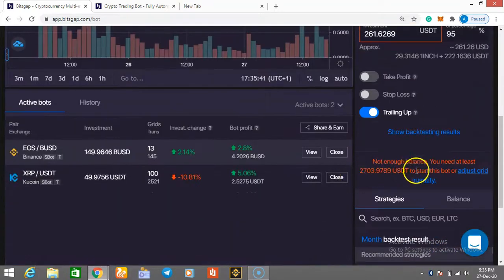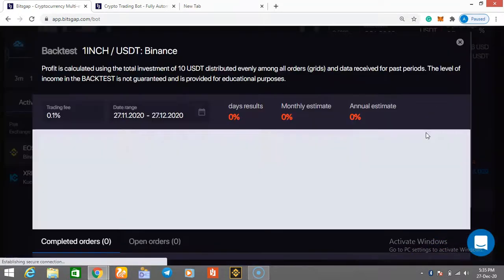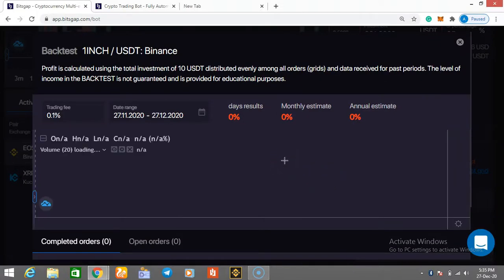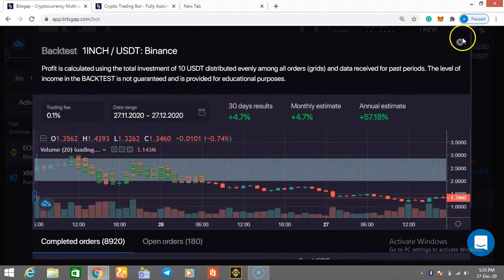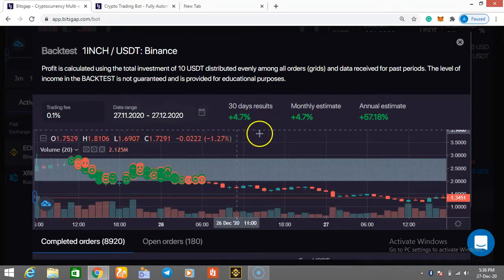Okay, so let's check the backtest result. Let's see what the backtest result looks like. So using these backtest results, you can make 4.7% profits in 30 days. Okay, but to be honest with you, this is just for educational purpose. It does not reflect the true profit potential on this coin. Okay, because this is a new coin that launched a few days ago or something. I'm not sure, but if that is the case, there is no way you can get accurate results for the backtest.